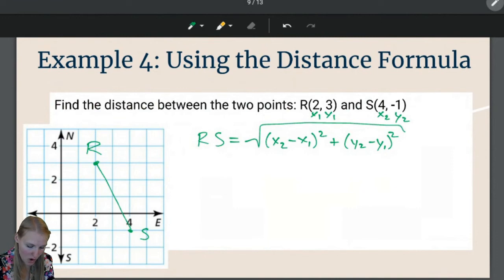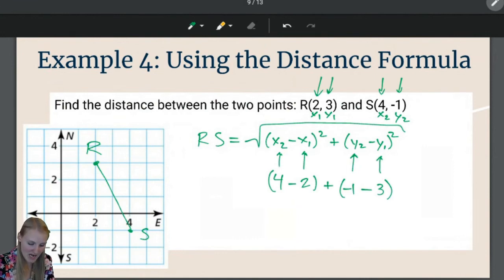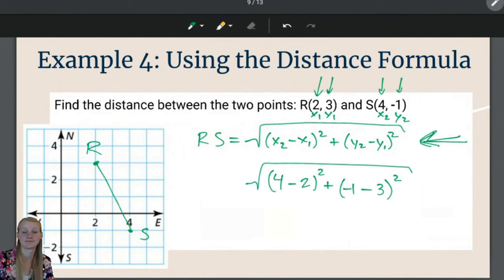Okay, so x1 is 2. So wherever I see an x1, I'm going to put 2. y1 is 3, so wherever I see a y1, I'm going to put 3. x2 is 4. So wherever I see an x2, I'm going to put a 4. And y2 is negative 1. So wherever I see a y2, I'm going to put negative 1. And now I'm just going to fill in everything else from this formula. So remember that I squared both of these, just like up in this formula. And then I took the square root of all of it.